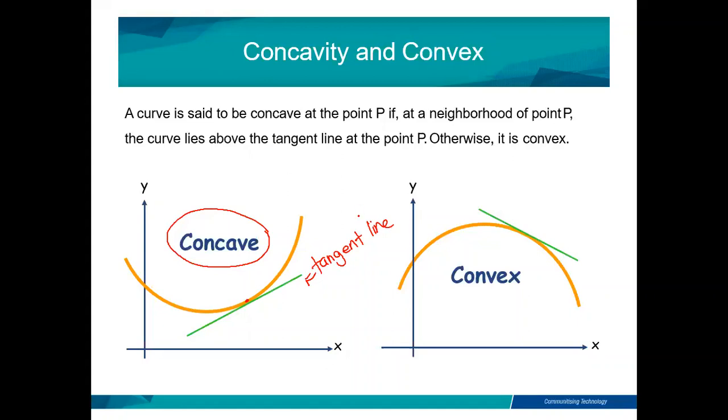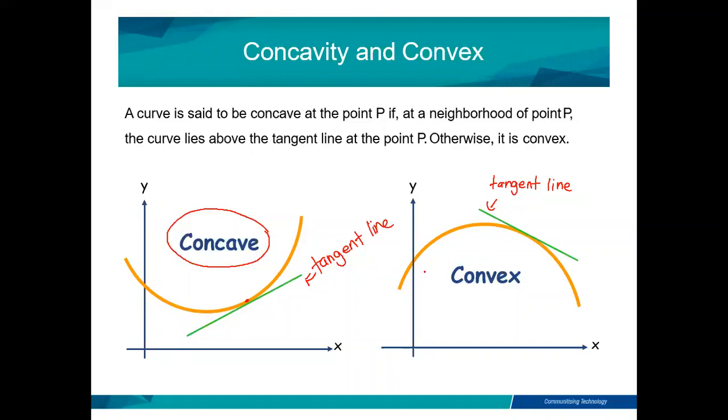If the curve is above the tangent line, we know it as concave. But if the curve is underneath, beneath the tangent line, we call it convex. So concave means the curve is above the tangent line, and convex means the curve is below the tangent line.